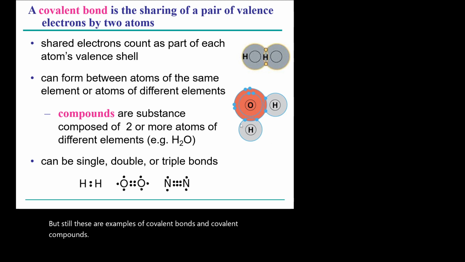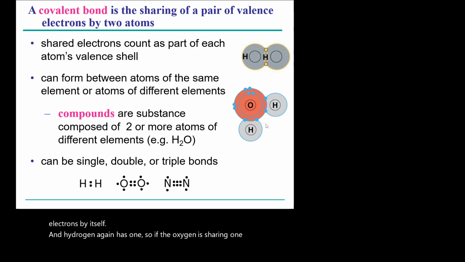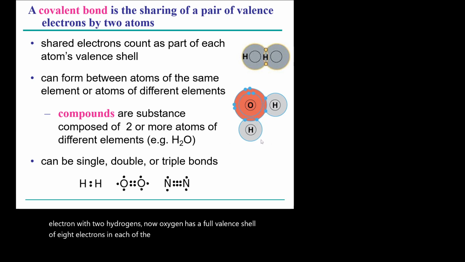Covalent bonds can also form between atoms of different elements, like shown here, H2O, water. Oxygen has 6 valence electrons by itself, and hydrogen again has 1. So if the oxygen is sharing 1 electron with 2 hydrogens, now oxygen has a full valence shell of 8 electrons, and each of the hydrogens also now has 2. So water in this state is relatively stable.